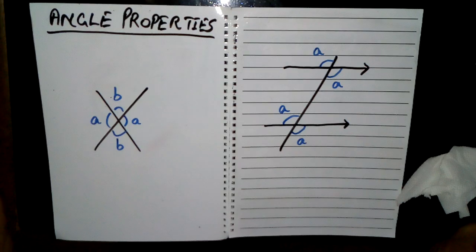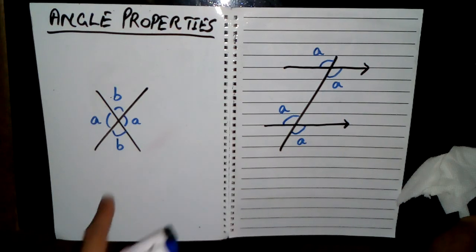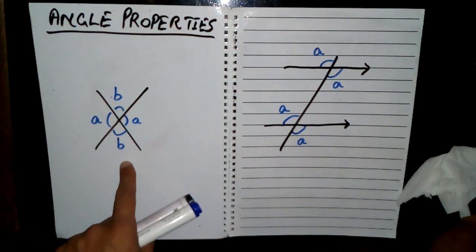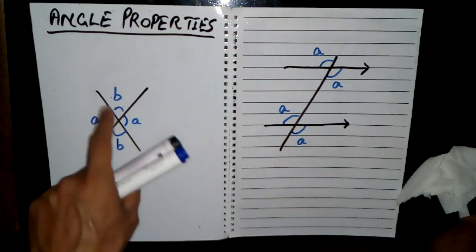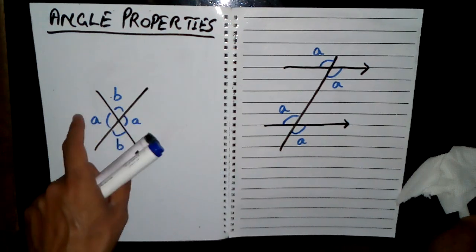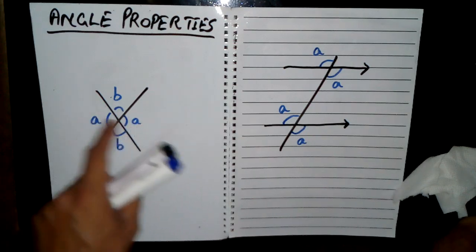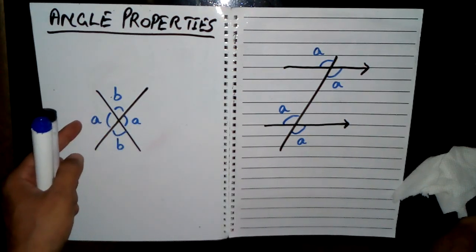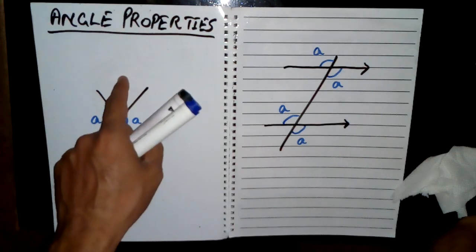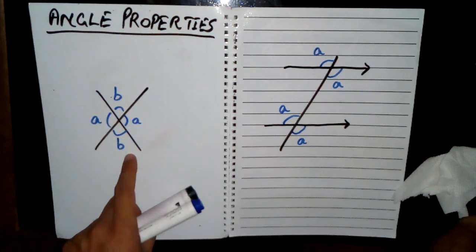Now for the second property, in this condition the two lines are intersecting lines. So whenever we see two intersecting lines, the opposite angles will always be equal. For suppose if this angle is A, then this angle should be A. If this angle is B, then this should be B.